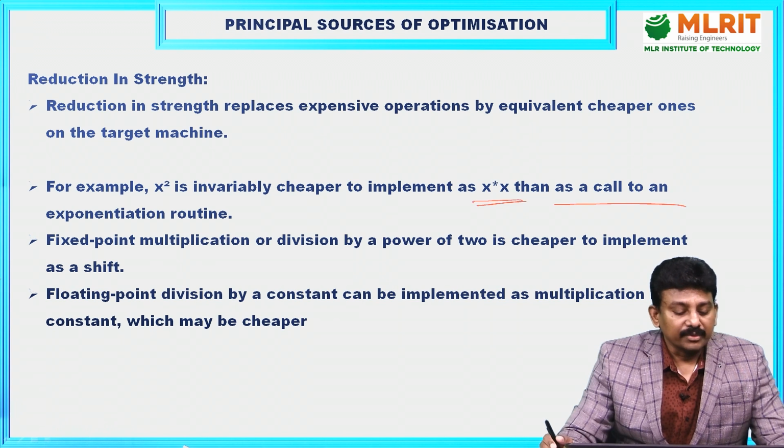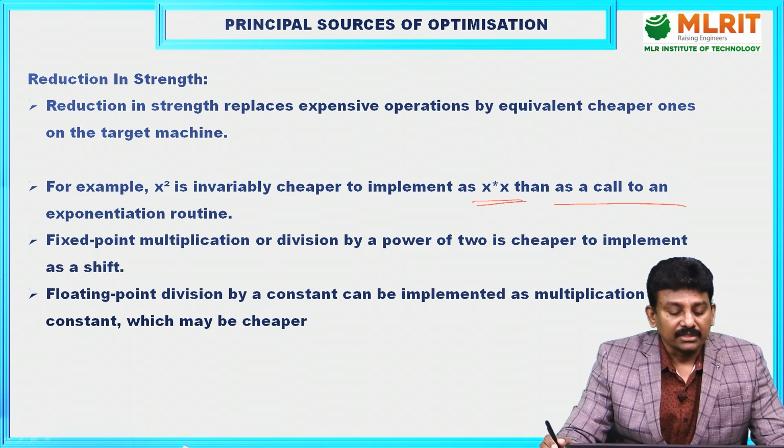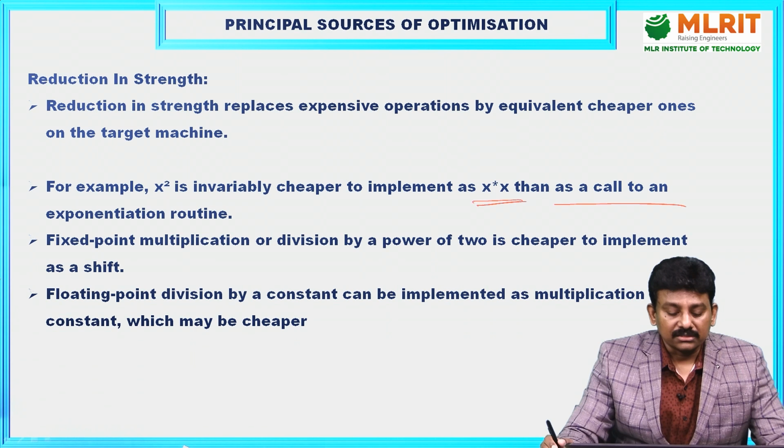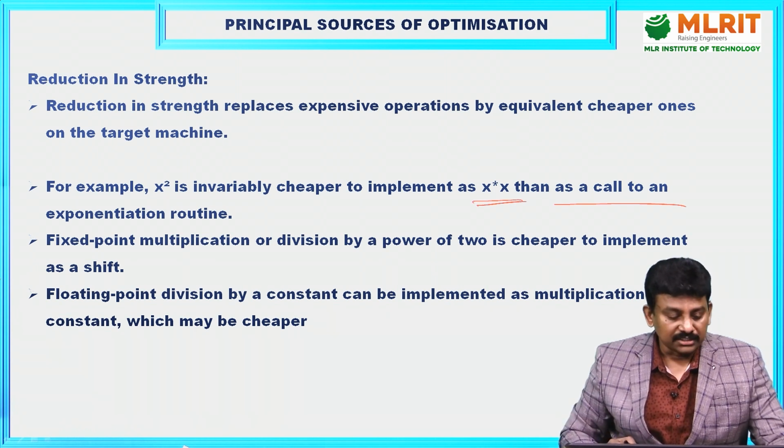Then, fixed point multiplication or division by a power of 2 is cheaper to implement as a shift operation. Floating point division by a constant can be implemented as multiplication by a constant, which may be cheaper.